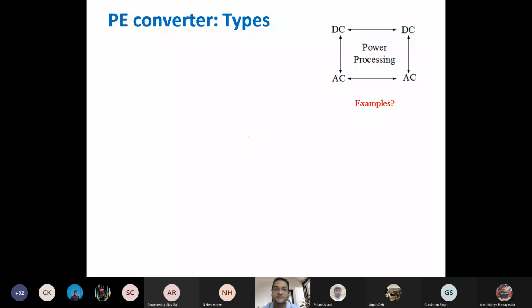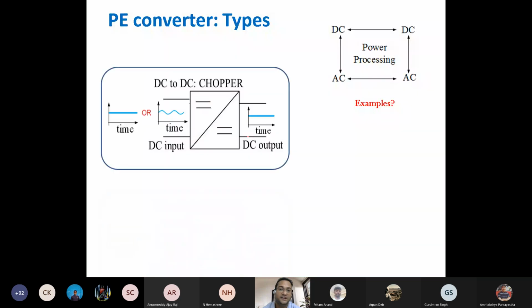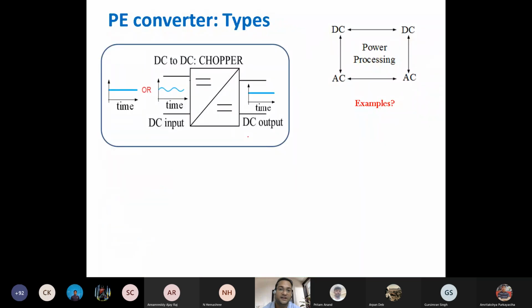Okay, let's go to the next converter type, which is DC to DC. So the input is also DC, and the output is also DC. Can you come up with an example? Sir, a boost or buck converter kind of setup, where we have one DC level and it has to be converted into a smaller DC level, maybe. So that you are giving an example of the circuit.